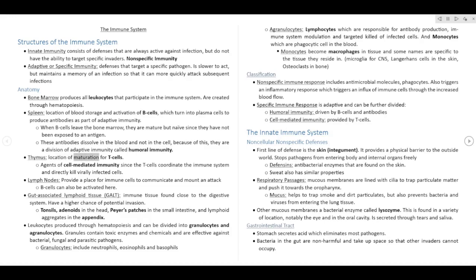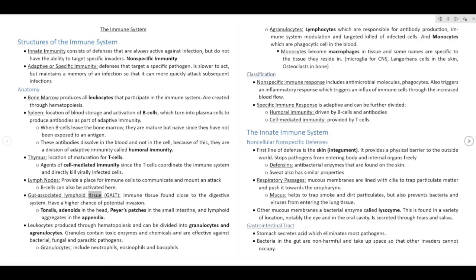Thymus, location of maturation for T cells. Agents of cell-mediated immunity, since the T cells coordinate the immune system and directly kill virally infected cells. Lymph nodes provide a place for immune cells to communicate and mount an attack. B cells can also be activated here.